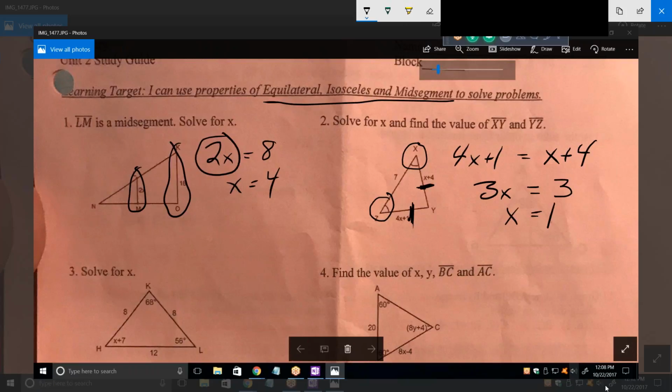Okay, and now it wants to know the value of line segment XY, so what is it? 5. And the value of the bottom one? YZ is 5. Also 5. And in fact, to get the value of the bottom one, I really didn't need to plug it in. I just needed to know that it was isosceles, so it had to also be 5. Because the 2 angles are the same? Yeah, exactly. Whenever you have 2 angles the same, it means their opposite sides are the same.